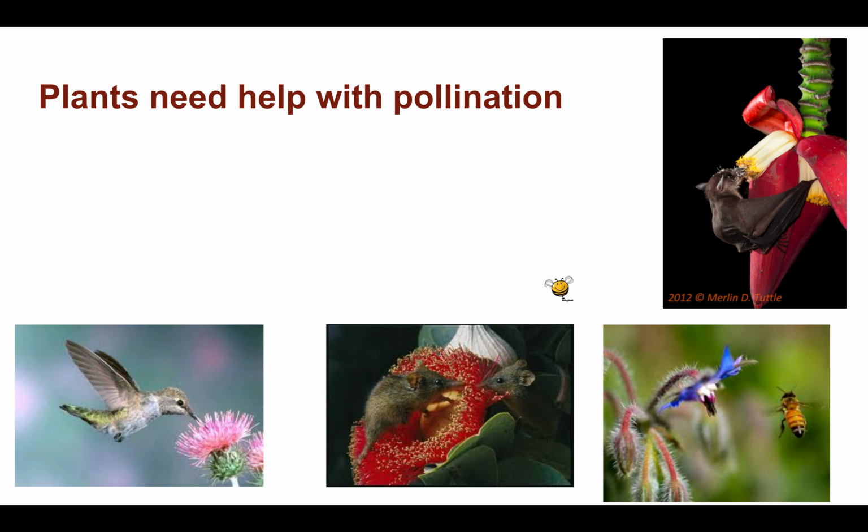Okay, so some other things that are really important for ecosystems, and I am just working through the slides that are relevant for the first chapter of your Oxford Science book. So all of this relates to chapter 2.1. Plants need help with pollination.